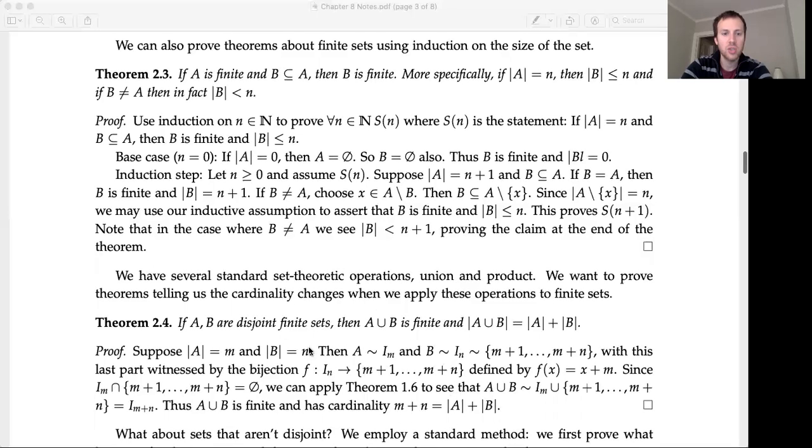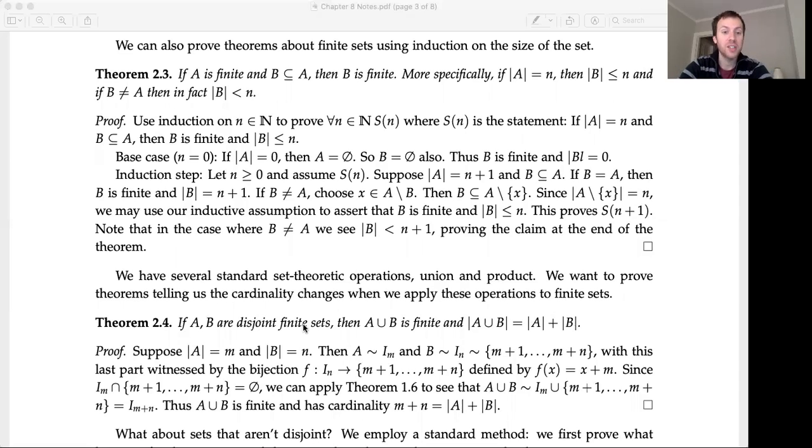And we can construct an explicit bijection here, but the idea is that since they don't overlap, you have all the things in A and all the things in B, and you need to count those, and so you have the sum of their sizes. And that uses the fact that they're disjoint.